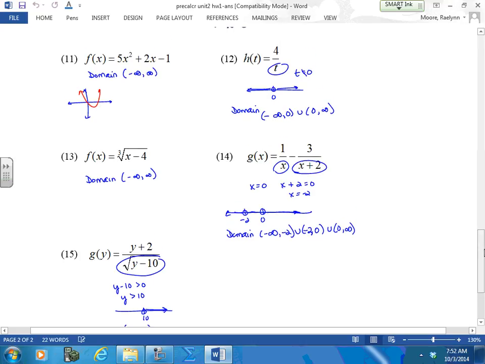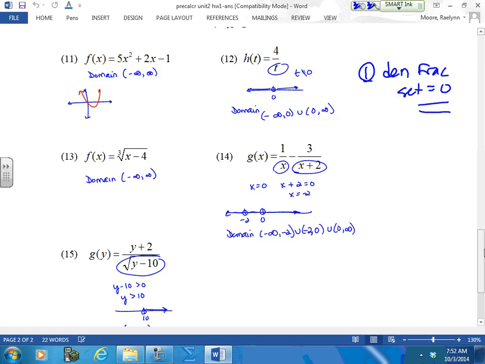Remember your 3 domain restrictions. 1, the denominator in a fraction. Set it equal to 0. Those are the ones you cannot use. Then take them out of your domain. That leaves you your restricted domain. 2, under a radical. Actually, it's under a radical that has an even index.